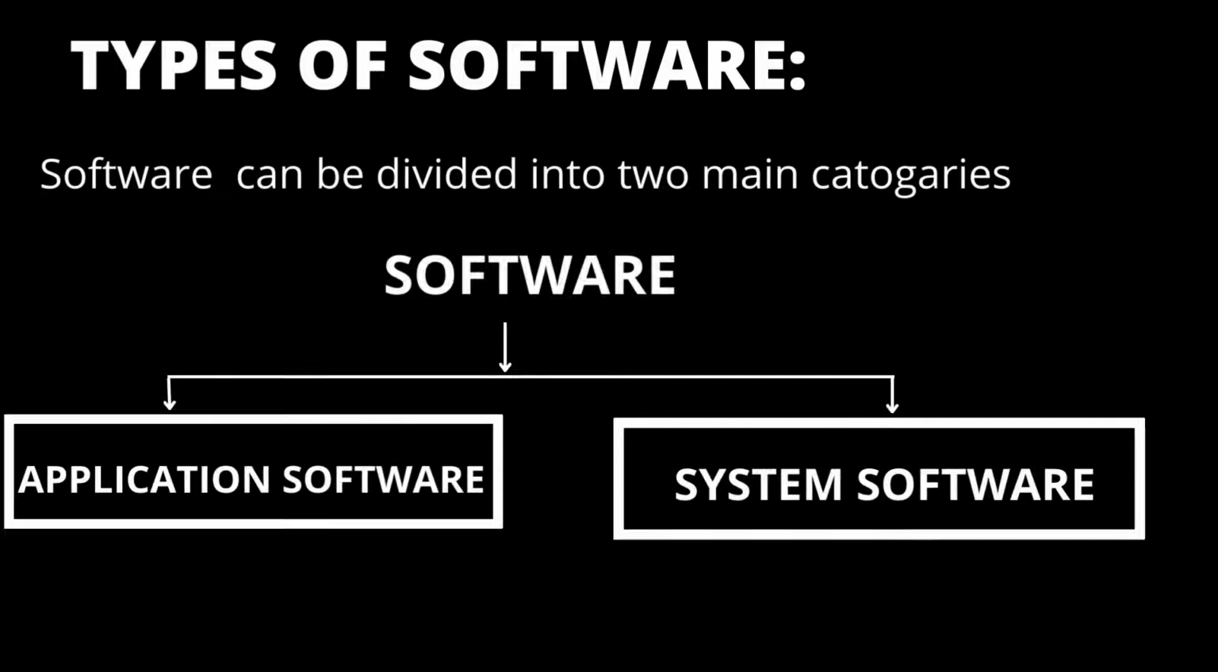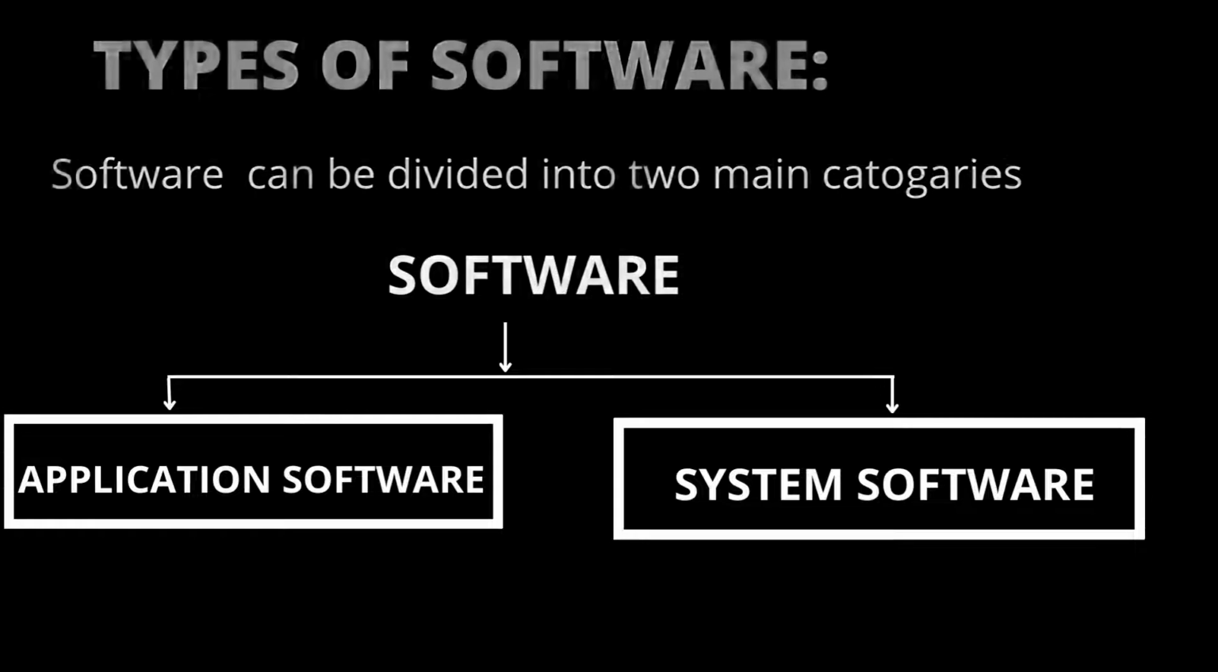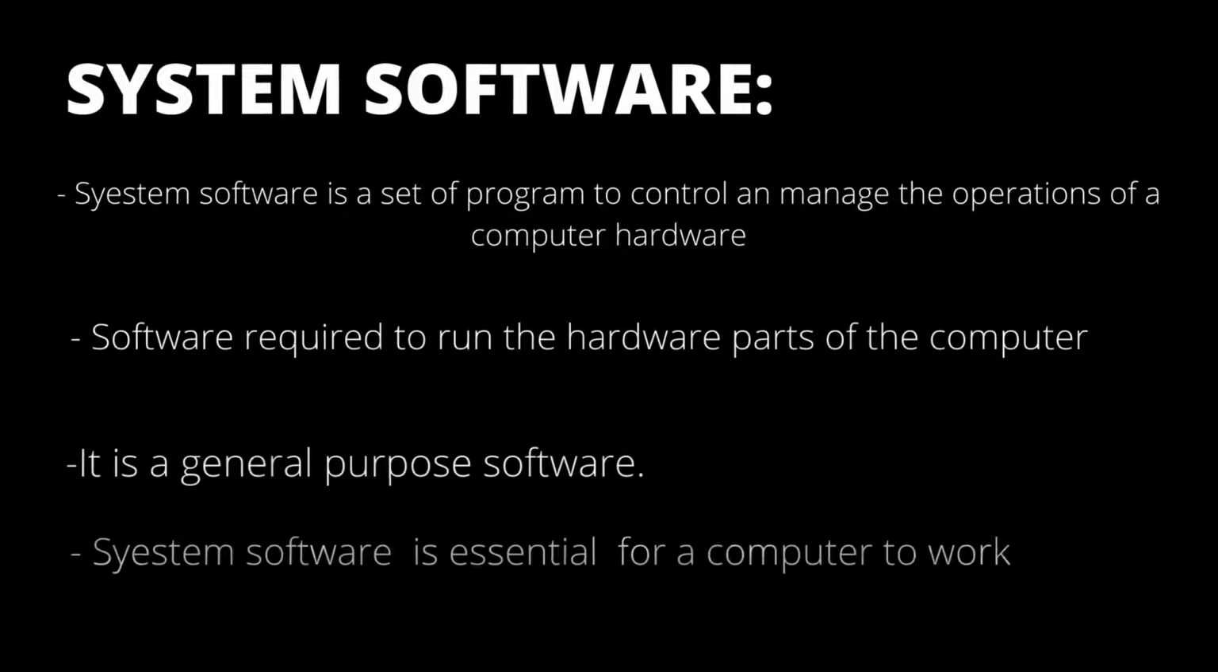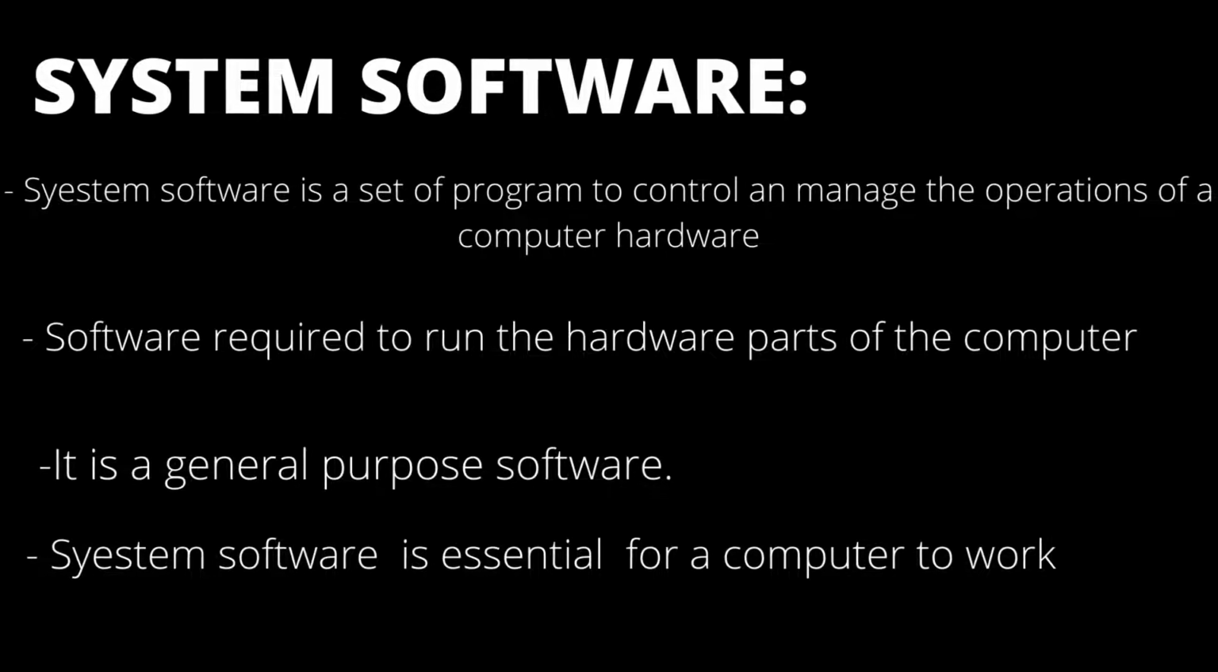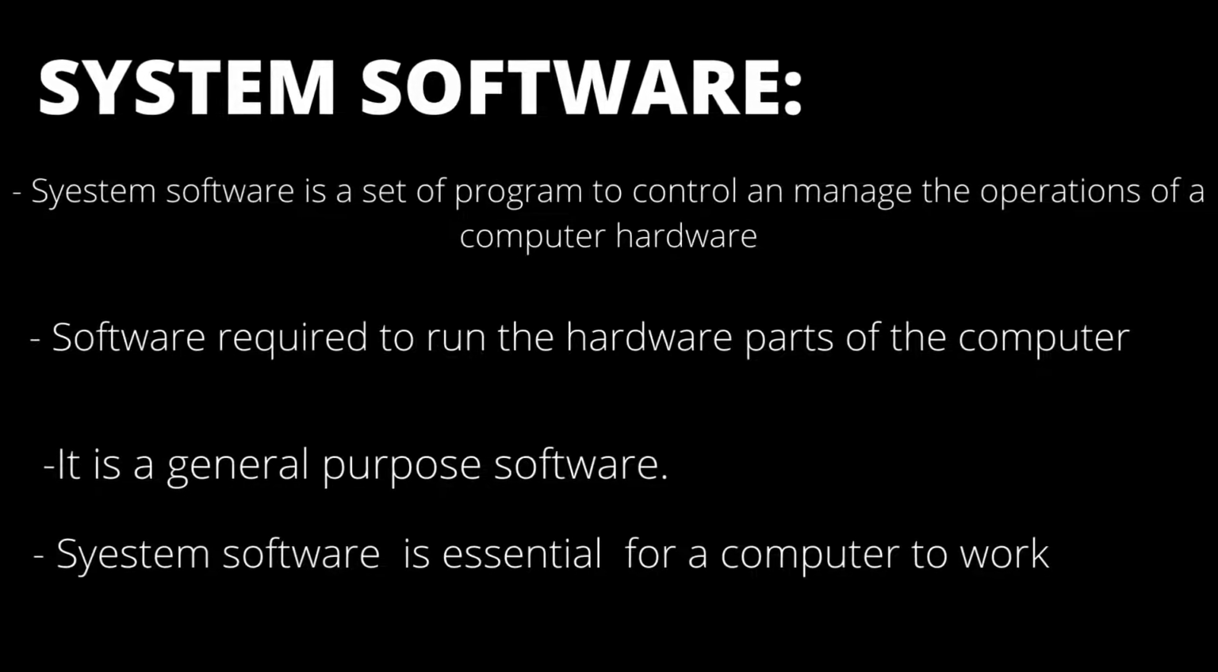Software can be divided into two main categories. First is application and second is system software. System software is a set of programs to control and manage the operations of a computer hardware.